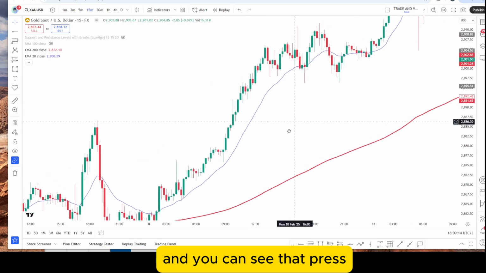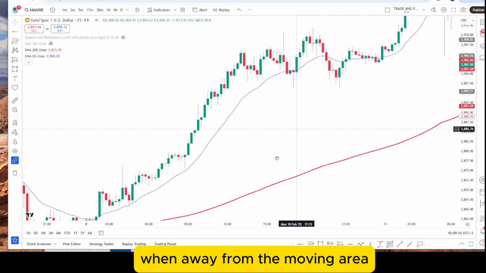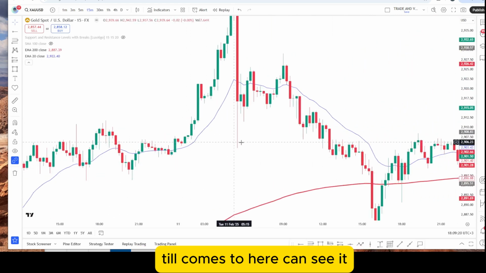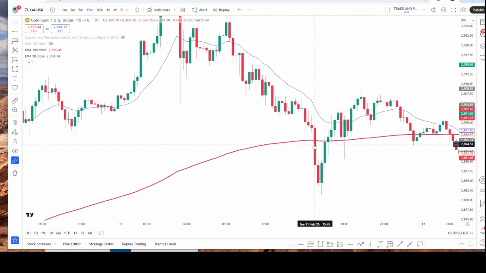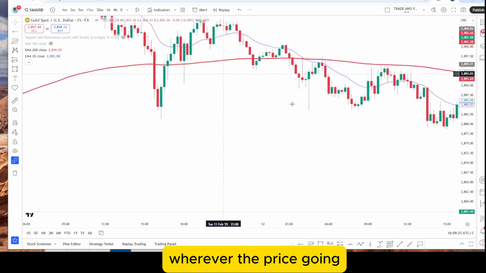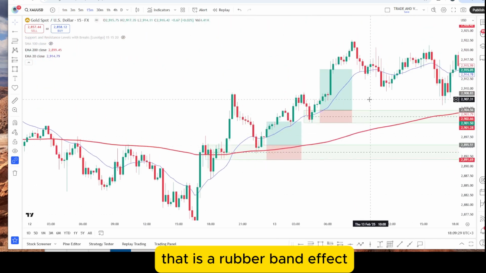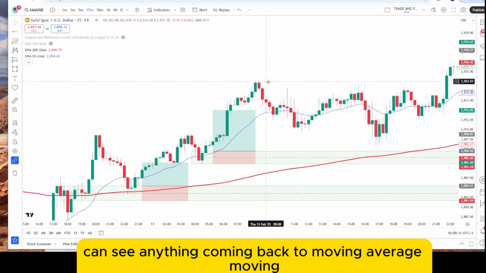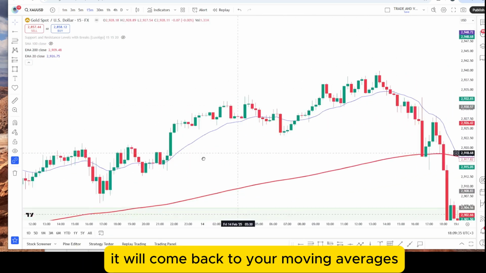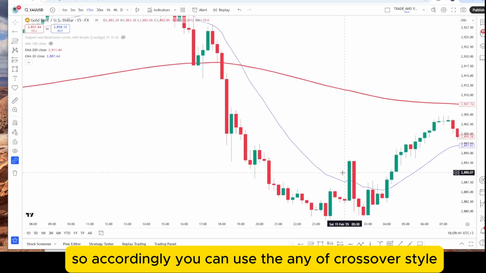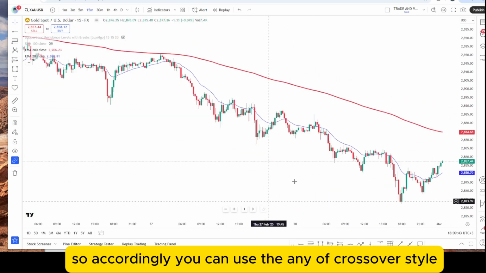And you can see the price, when it goes away from the moving average, it will come back to here. You can see it was away from here, coming back to the moving average. Wherever the price is going, it will come back to the moving average. That is the rubber band effect. Any time it comes back to the moving averages. So accordingly, you can use any crossover strategy.